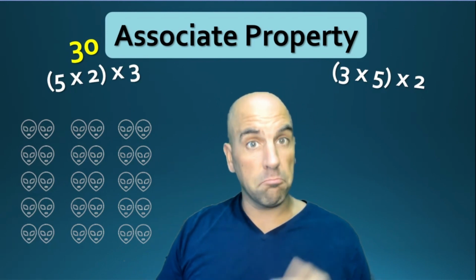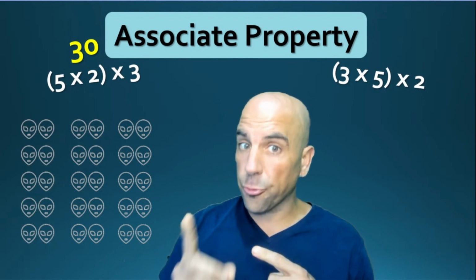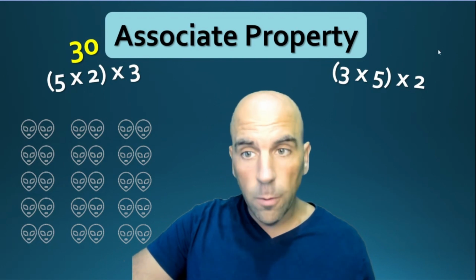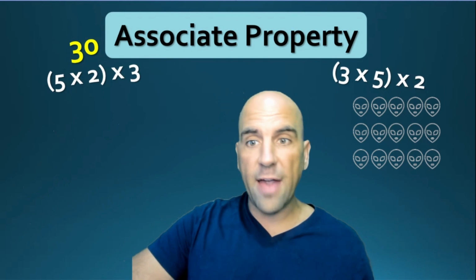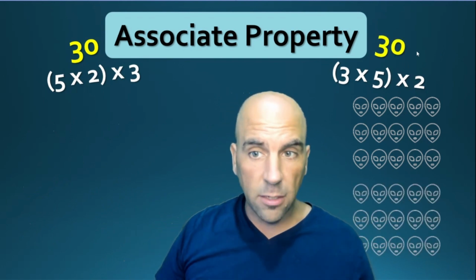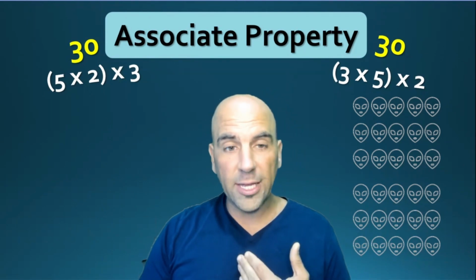Okay, now let's look to the other. 3 times 5 times 2, but this time 3 times 5 is in the parentheses. Okay, so let's find out. We've got 3 groups of 5 aliens and times 2, so we need to double that. And guess what happens? You end up with 30 again.